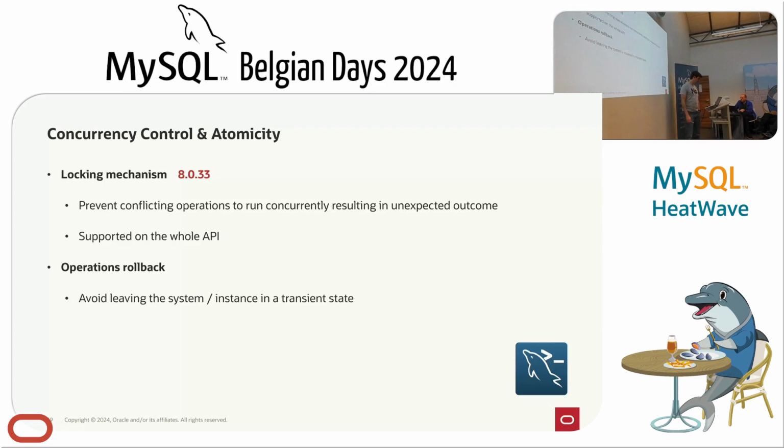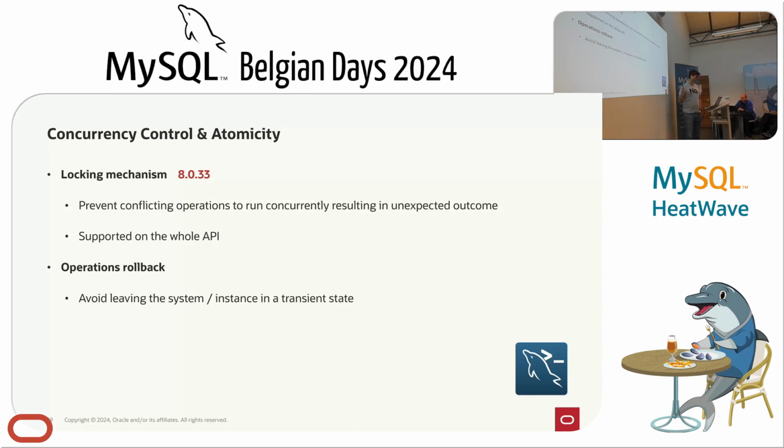This is not that important, but it's funny, we saw some customers and users coming back with some weird scenarios where the metadata was in a weird state, and we realized that there were multiple people operating on the same topology at the same time. We weren't expecting that, but we introduced this locking mechanism to prevent conflicting operations from running concurrently. This is supported on all the API. Some commands have a shared lock, some have an exclusive lock.